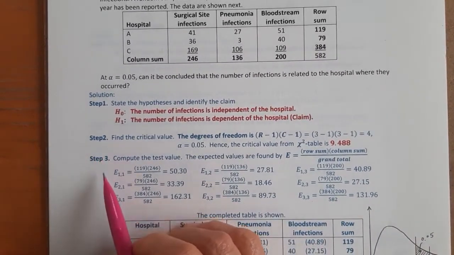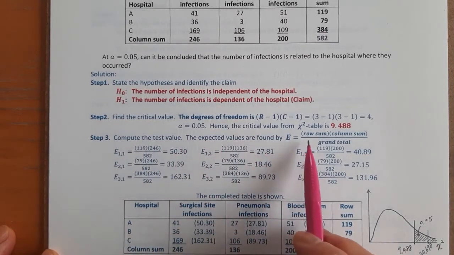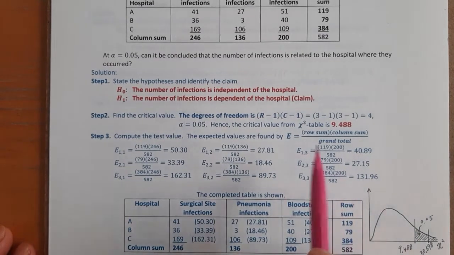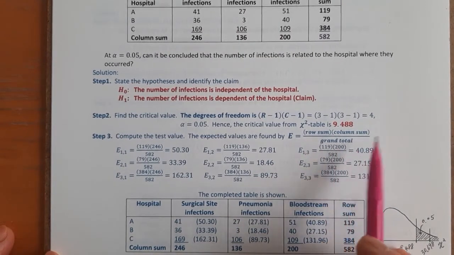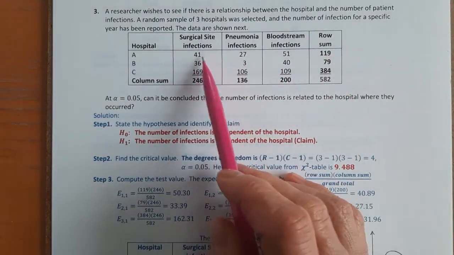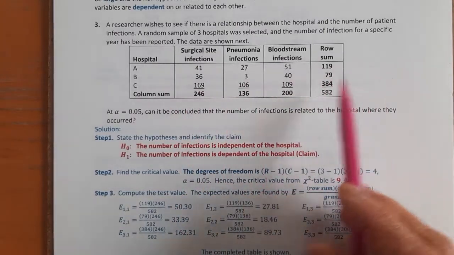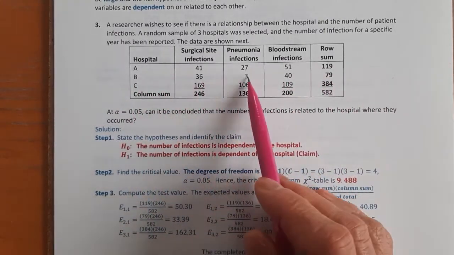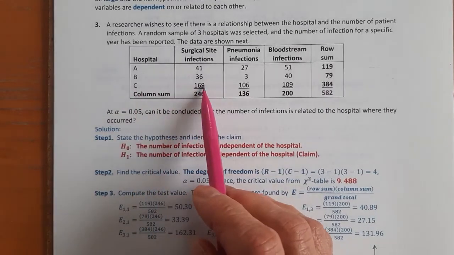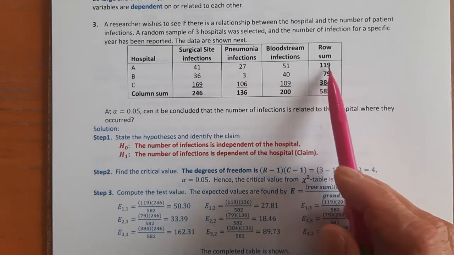Then step 3, compute the test value, using expected values. What is the expected value? Expected value is row sum times column sum over grand total. Now, what are the row sums? The first row: 41 plus 27 plus 51 is 119. That's the first row sum. Second row: 36 plus 3 plus 40 is 79. Third row: 169 plus 106 plus 109 is 384. Those three numbers are the row sums.